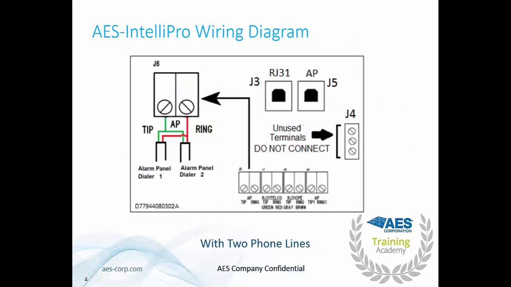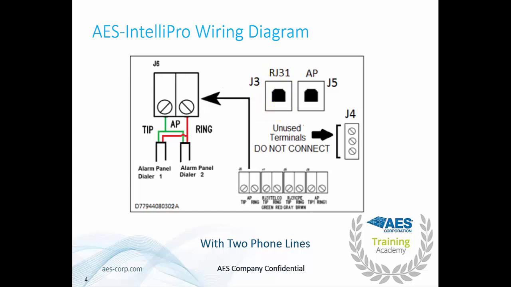There are a couple of different options when connecting the DACT to the IntelliPro. You can use the screw terminals and wire them in parallel as it shows here. If you can disable dialer 2, you can also just run dialer 1 directly to the screw terminals. You can also plug in one dialer to the AP jack and then one dialer into the screw terminals as well. We just want to make sure that you do not use the RJ31X jack, J3, as listed here.